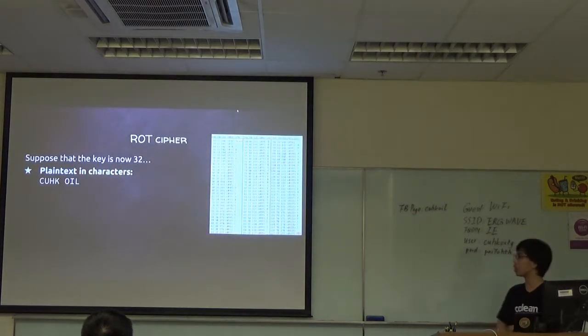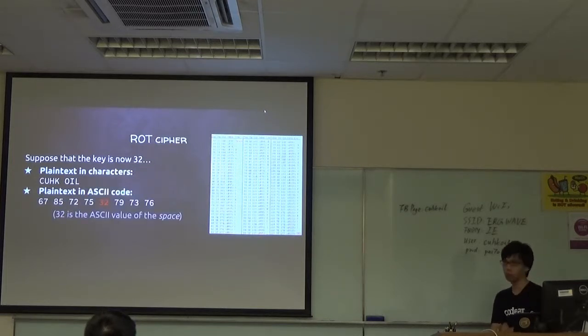Let's see an example. Suppose that we have the key, and the key is now 32. Firstly, we have this plain text in characters, and we will convert it into integers one by one. Like C corresponds to 67 by the ASCII table, and U is converted to 85, etc. In particular, 32 means that it is a space character.